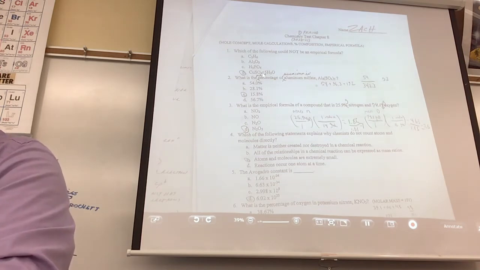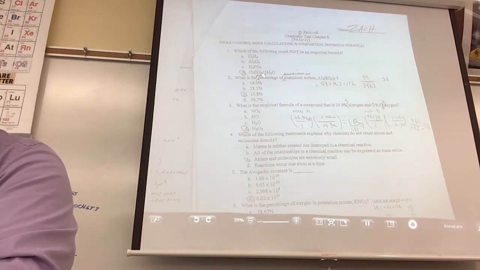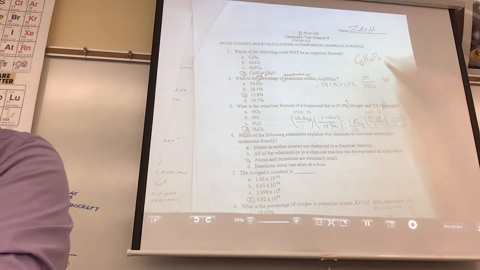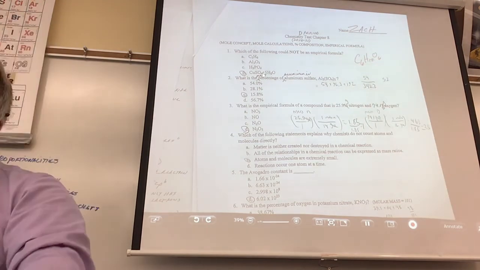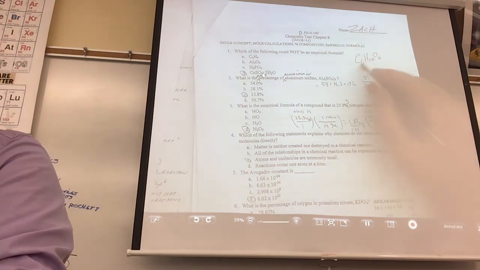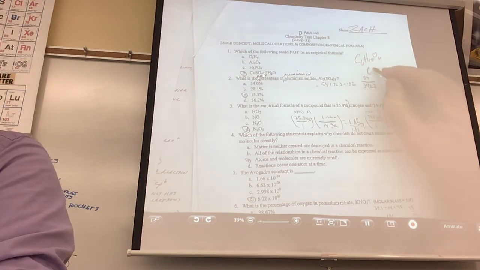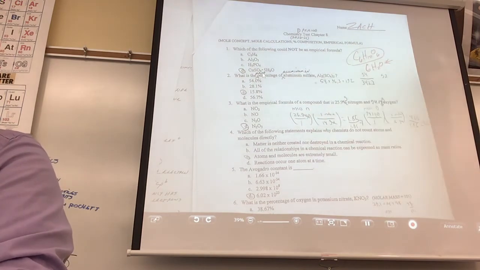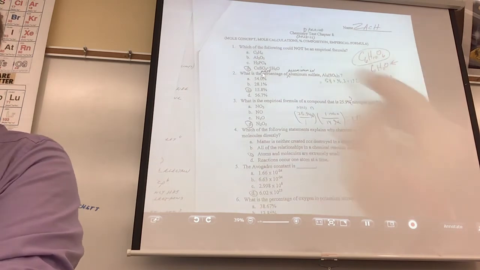Which of those is not empirical? I'll give you the definition: it's the lowest whole number ratio of the elements in a compound. For example, last year you did glucose, C6H12O6. Is that an empirical formula? It can't be. Empirical formulas are always reduced to the lowest ratio. So I can divide all these by 6, can I? CH2O. This is a real chemical, but this is the chemical's empirical formula, isn't it? So which one of these is not empirical? Right, it can't be. It's not reduced.